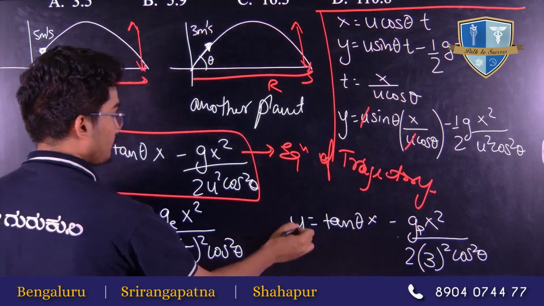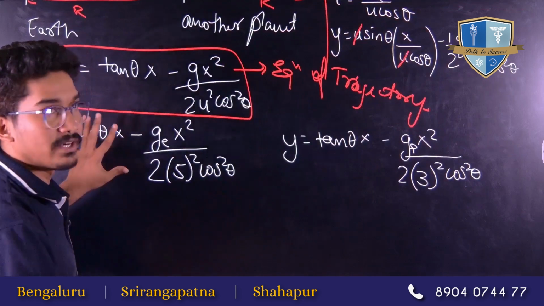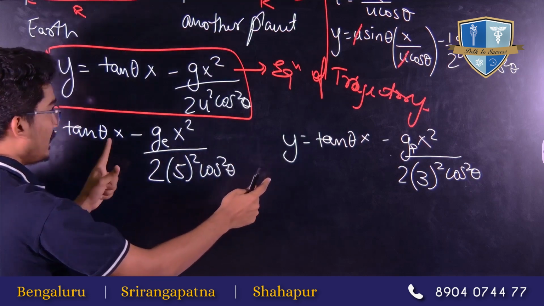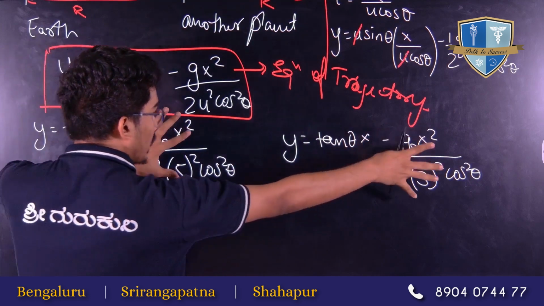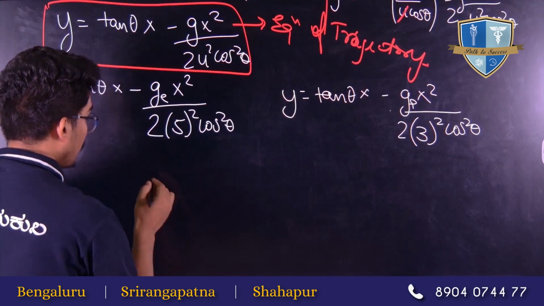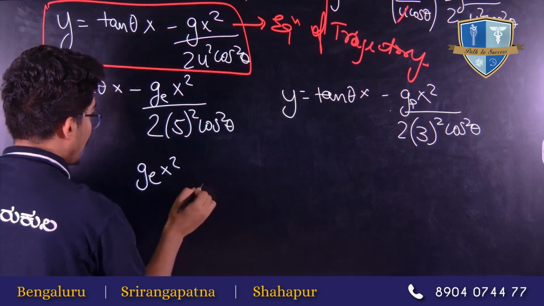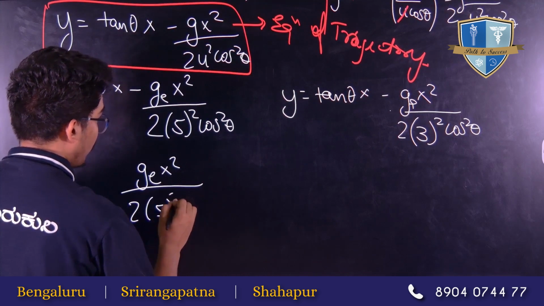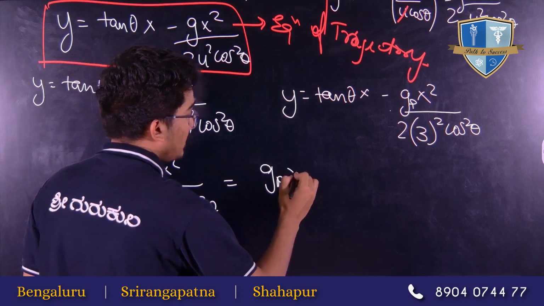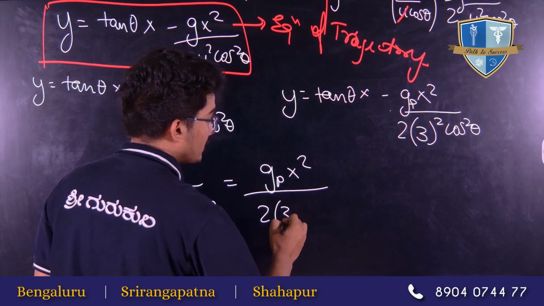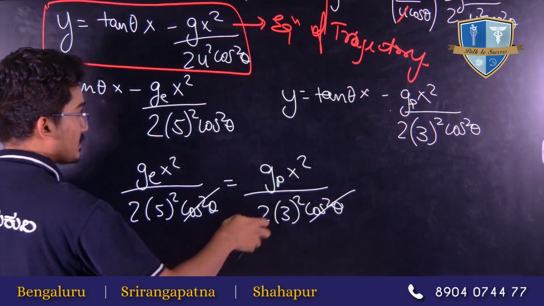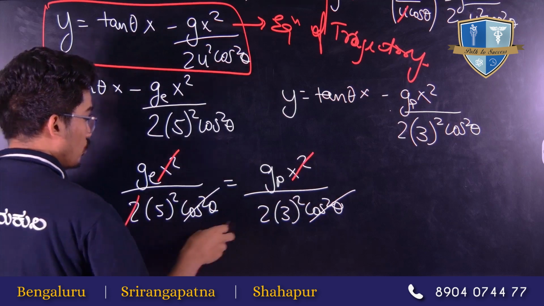Now if these two equations of trajectory are the same, how will they be the same? See, y equals y, tan theta x is the same, so these two terms should also be the same. That means GE x square divided by 2 times 5 square cos square theta should be equal to GP x square divided by 2 times 3 square cos square theta. Cos square theta cancels, x square cancels, 2 and 2 cancel.